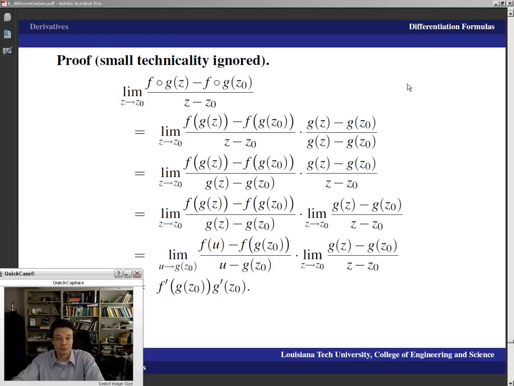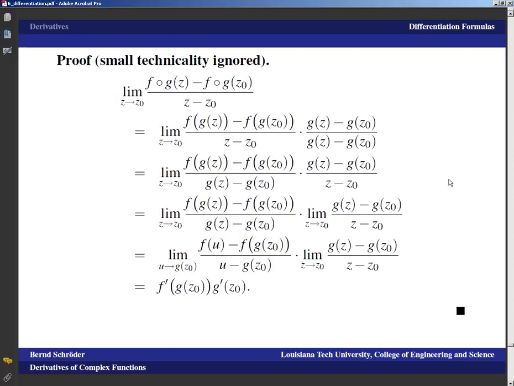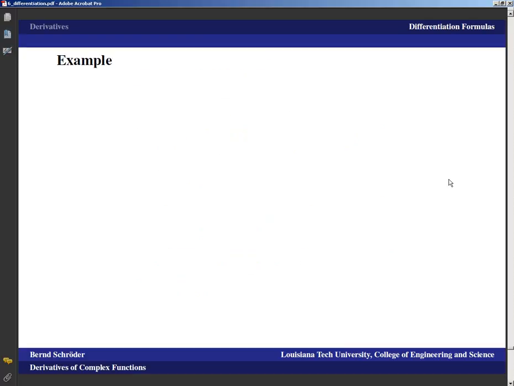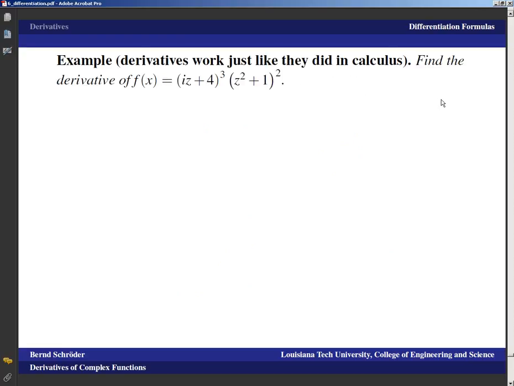We're also not going to prove the power rule here, because that's something you can do with induction and with the product rule. It's a very nice proof, and so now we're just saying we're done with this one, and we're going to look at some examples to round out this presentation. And the example could have come from calculus. Basically, we want to drive home the point that derivatives work just like they did in calculus.